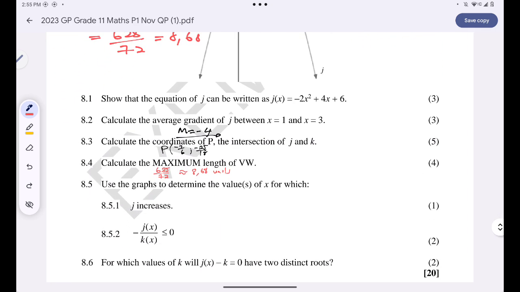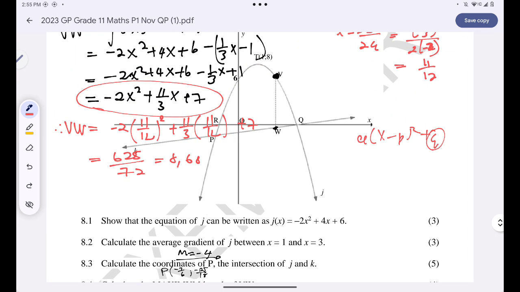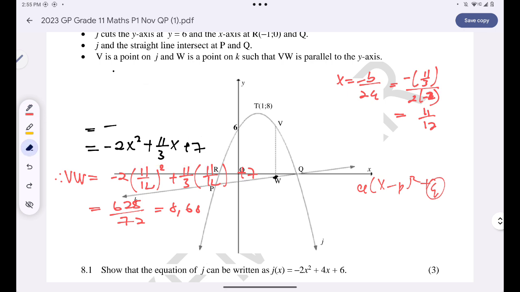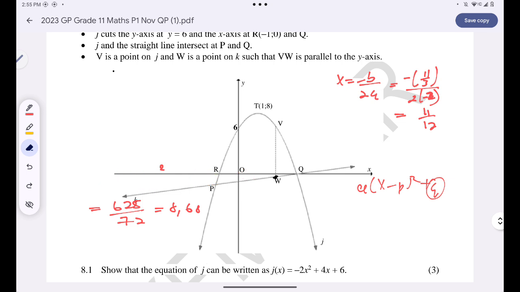Okay, use the graph to determine for which values of x is j increasing. For which values of x is j increasing? Remember that j represents a parabola. Right? So I will just scan my graph moving from the left to the right. Are we together?